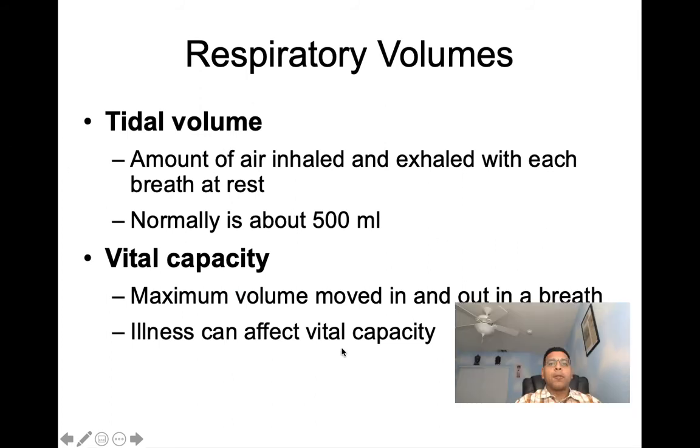When we talk respiratory volumes, first we have tidal volume. Tidal volume is the amount of air that can be inhaled and exhaled at rest. When we talk tidal volume, it's about 500 milliliters, about 0.5 liters. You can increase the amount of air inhaled and exhaled by deep breathing. Now, the maximum volume of air that can be moved into and out during a single breath is called vital capacity. Vital capacity can be affected by illness.